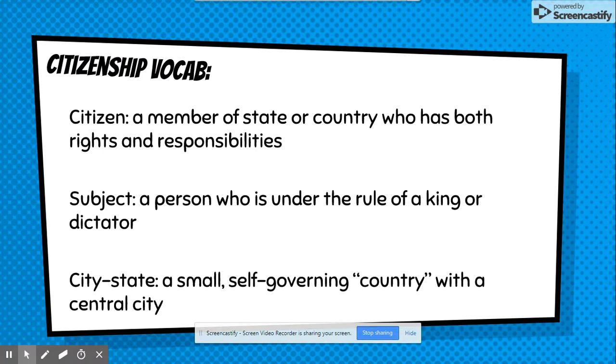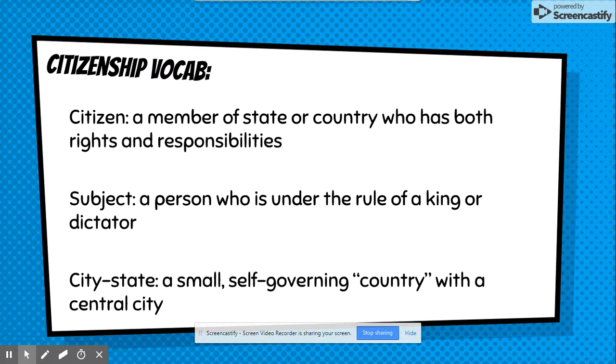Okay, now that's a little bit different than our next vocabulary term, which would be a subject. A subject is a person who is under the rule of a king or a dictator. A subject might have some rights, they might have some responsibilities, but mostly they just have to follow orders. So if the king says jump, a subject has to jump. If a dictator says you have to go do this job, then you have to go do that job. So subjects don't have the same rights, they don't have the same freedom that citizens do. Okay, so let's think about that contrast between a citizen, they have freedom, a subject, they do not.